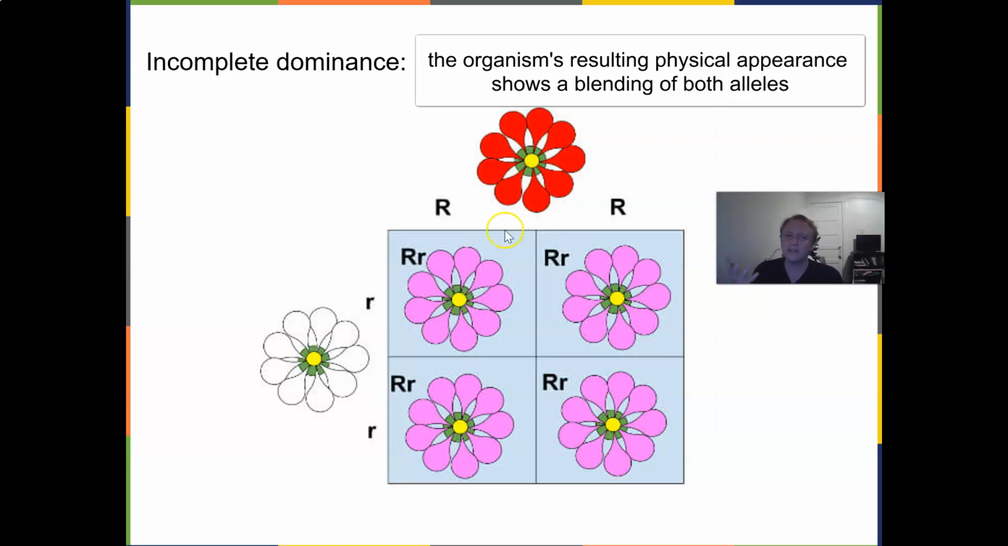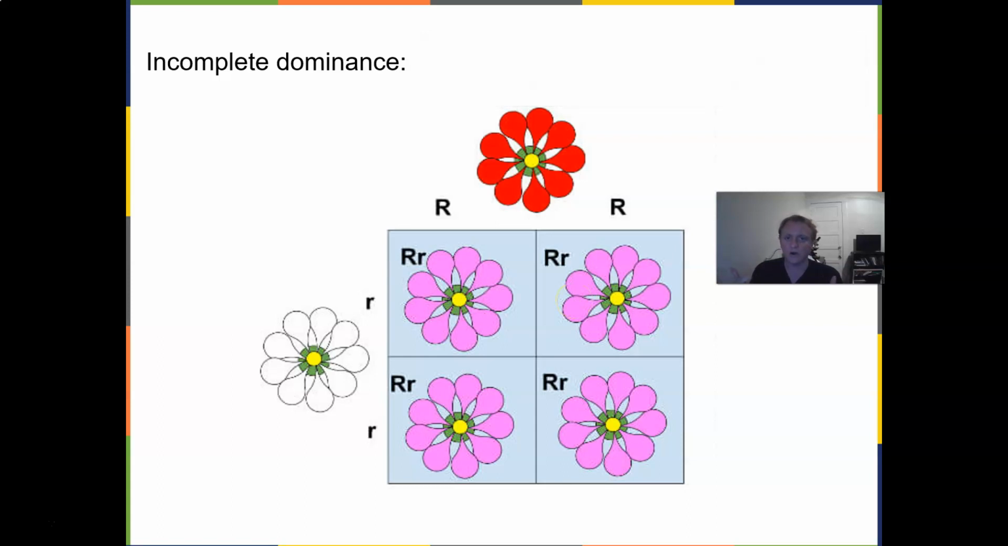In incomplete dominance, you can look at the phenotype and immediately determine the genotype. Because if you look at this one, it's red. You know it's capital R, capital R. You look at this one, it's white. You know it's lowercase r, lowercase r. You look at these pink ones in the middle, you know they're heterozygous because they're pink. If they were white, they wouldn't be heterozygous, right?